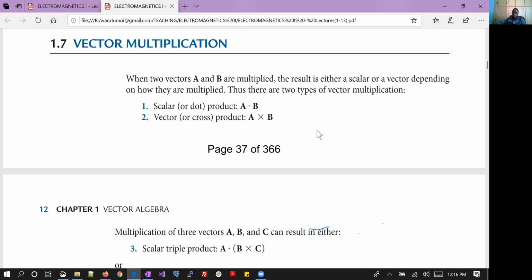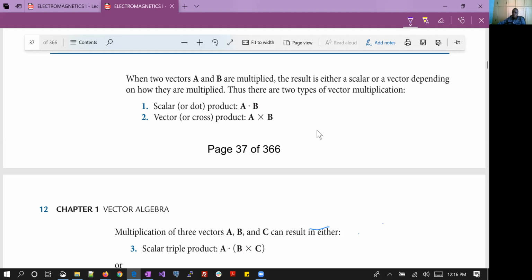Scalar or a vector depending on how they are multiplied. Thus, there are two types of vector multiplication: scalar product or vector product. Scalar product is expressed as A vector dot B vector. So you would write something like A vector dot B vector. This is the scalar product, or what we also call dot product.